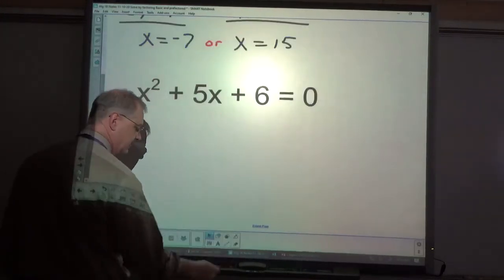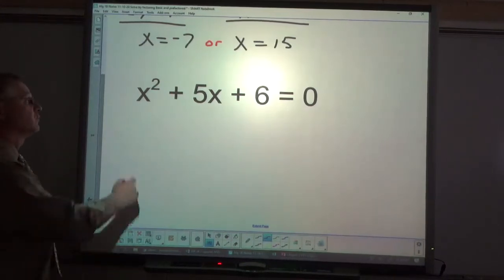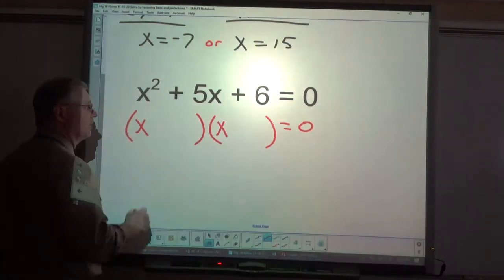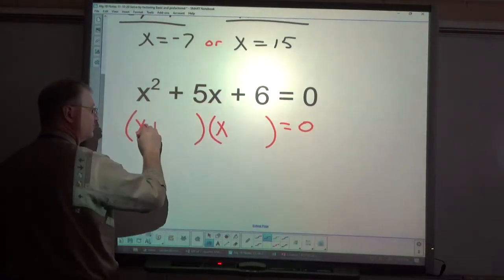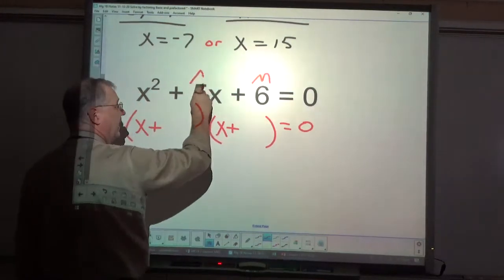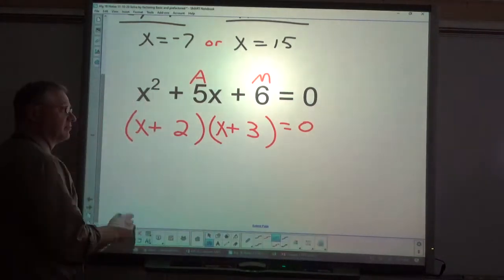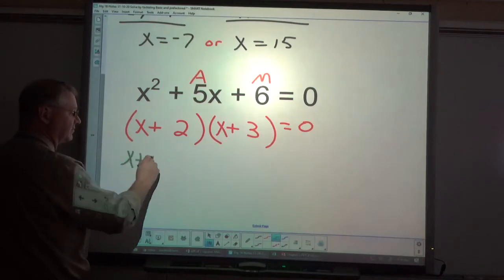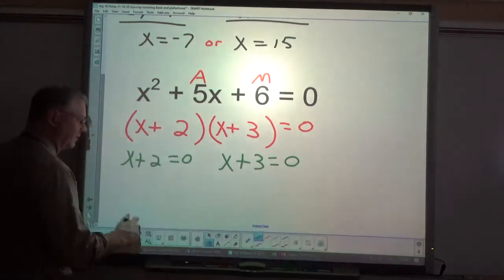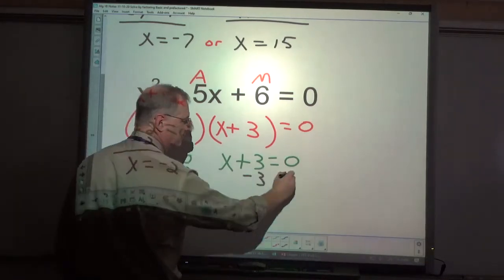Our next example down here is not factored, but it is already everything on one side equal to 0. So we're going to factor it, x and x. We're going to use our sign chart, first sign, second sign, gives you plus and plus. And a pair of numbers that multiply to 6 and add to 5 would be 2 and 3. Then I'm going to separate, set equal to 0 and solve. x plus 2 equals 0. x plus 3 equals 0. Subtract 2 from both sides. x equals -2. Subtract 3 from both sides.